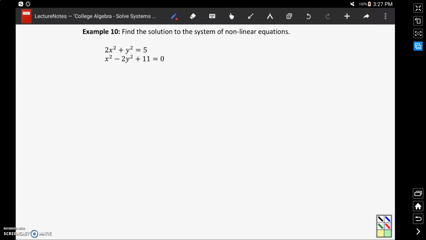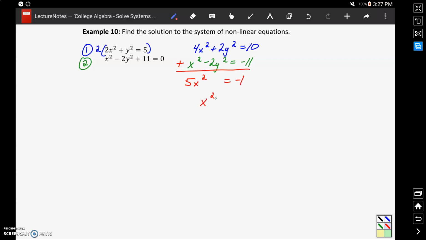If we were to approach solving this system algebraically, we could label these as 1 and 2. And in this case, look at updating equation 1 by multiplying both sides by 2 to get 4x squared plus 2y squared is equal to 10. Our second equation will remain unchanged, but we will go ahead and subtract 11 over to the other side. This will give us 5x squared is equal to -1, or x squared is equal to -1/5.